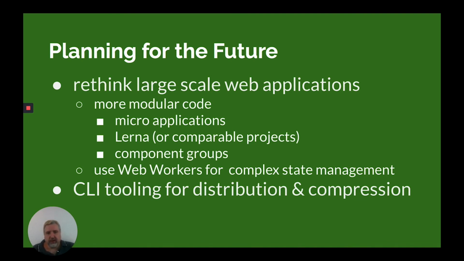You can use Lerna or other comparable projects to break apart your monolith project into smaller pieces. We can take a lot of our components and piece them into some sort of component groups, like inputs for forms or things like that. Form components, different types of layout modules that you might make. And we can use stuff like web workers for complex state management, which Surma has talked about. He's from Google, and he's done a lot of interesting work with those. And then, like I had mentioned earlier, CLI tooling and add-ons to this process for better distribution and compression.